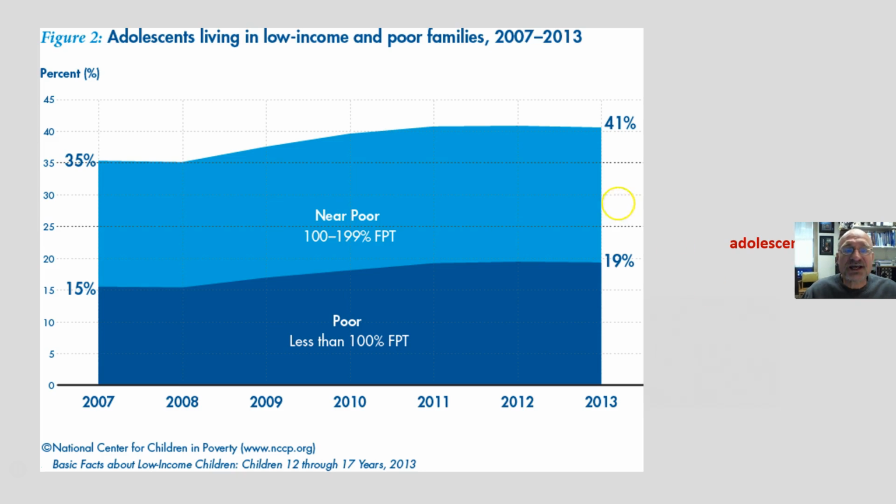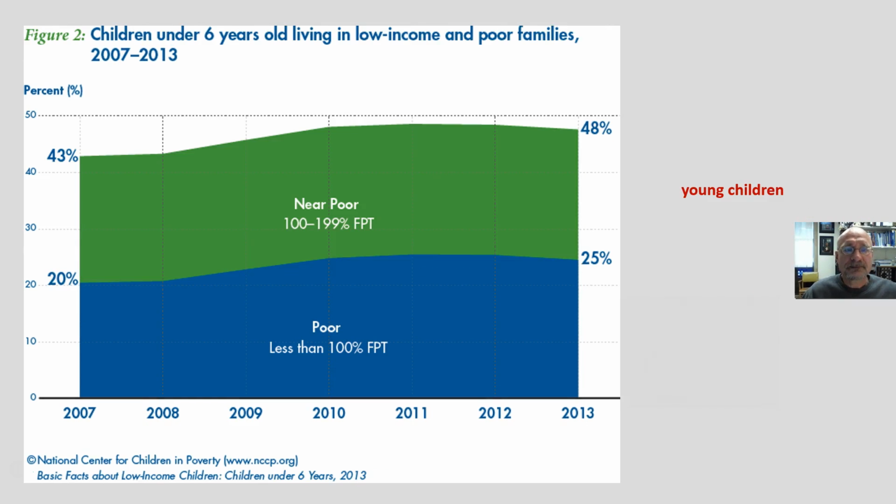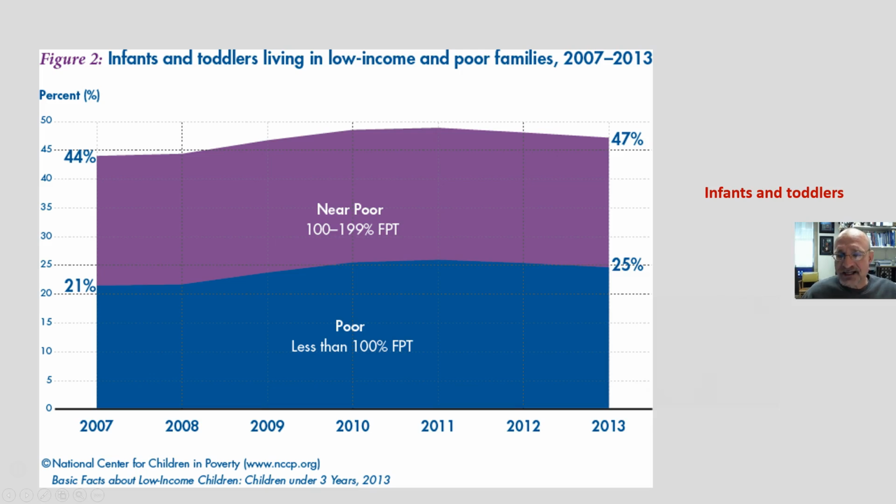Here are some factors again. Adolescents living in low income. All right, this is percentage. Elementary age children, percentages again, near poor and poor. There's 18, that's elementary, 6 through 11. Young children under the age of 6, near poor, 20, and this is 2007, so it's gotten a little higher, 2013. And infants and toddlers, 21%, and we're about up to 25%.